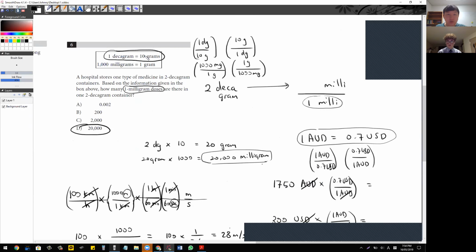So yeah, this could have been done this way as well. If you have 2 decagram, multiply that by decagram to gram. I know that 1 decagram is 10 gram, right? Then the gram cancels out. I need to get milligram and cancel the gram, true? So I know that 1 gram is 1,000 milligram. So that's why it's times 10 and times 1,000. Then you get the milligram. So you get 20,000 milligram. Understand?